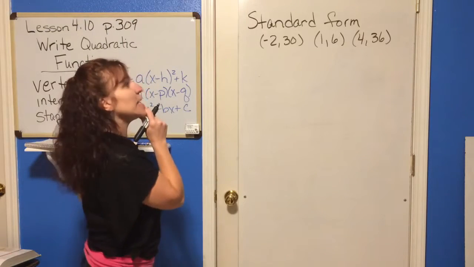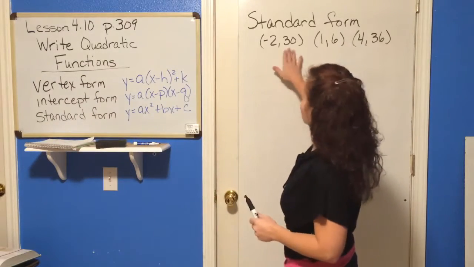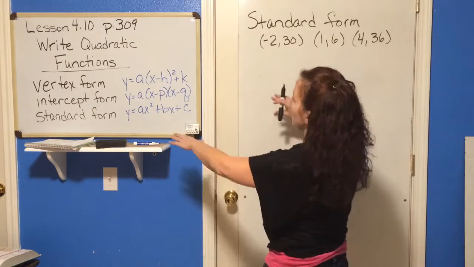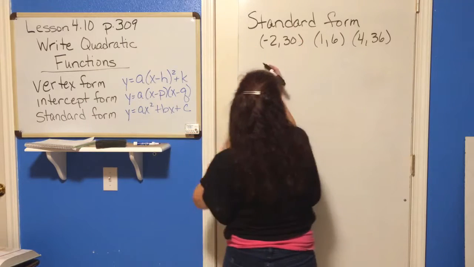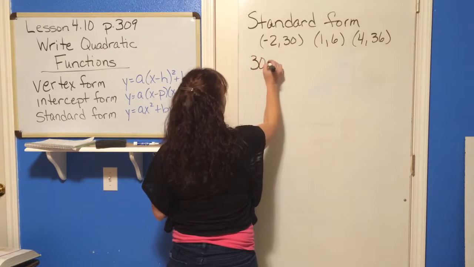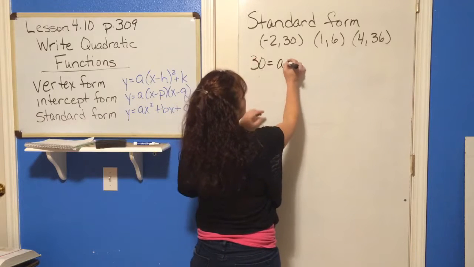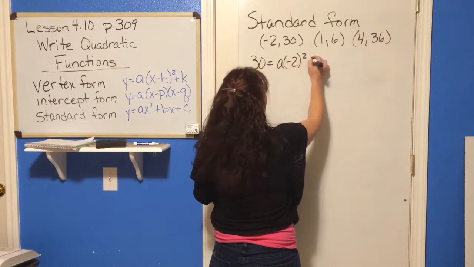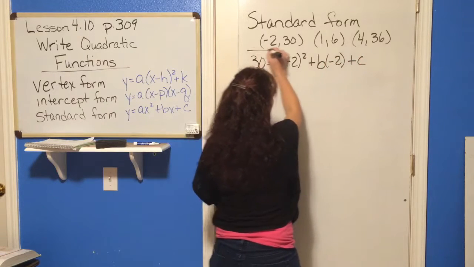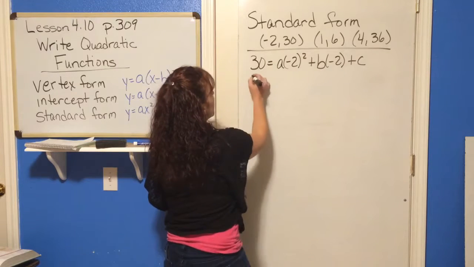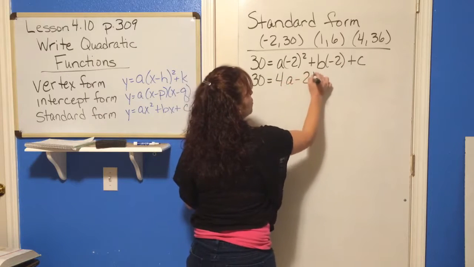So what we can do is this. Let's start out by, we know this is standard form, and we have some x's and we have some y's. So we'll start out by using just 1 point and putting that point in for x and y. So y is 30. So let's say 30 equals a times x squared, as x is negative 2, plus b times negative 2 plus c. All right, so simplify that a little bit. 30 equals 2 squared is 4a minus 2b plus c.